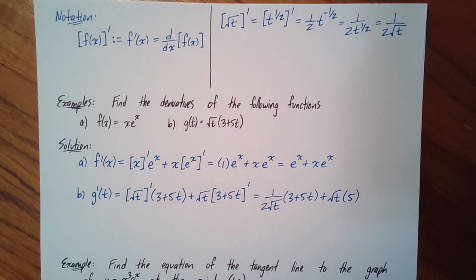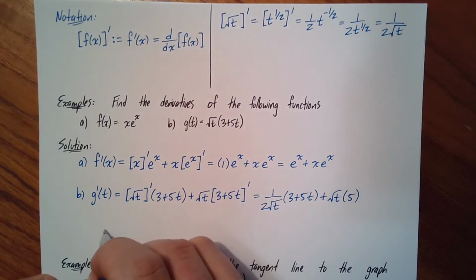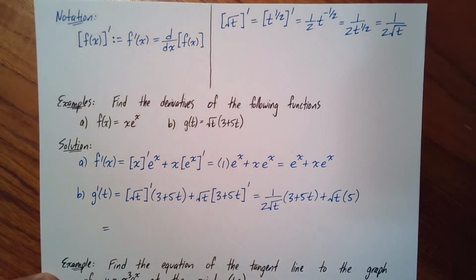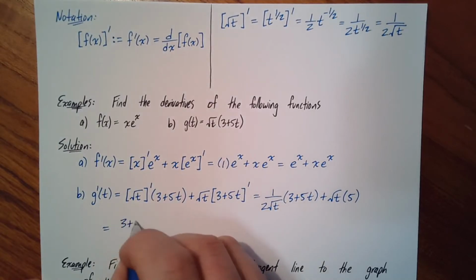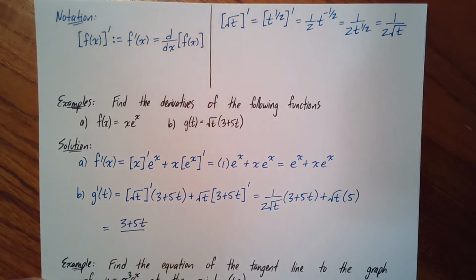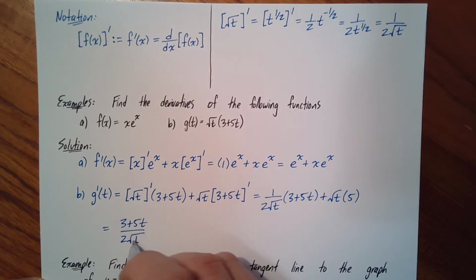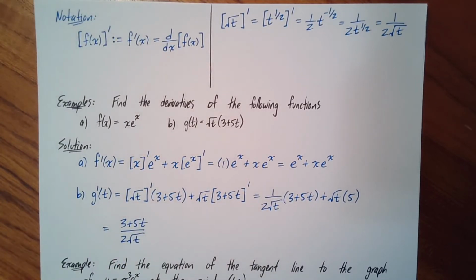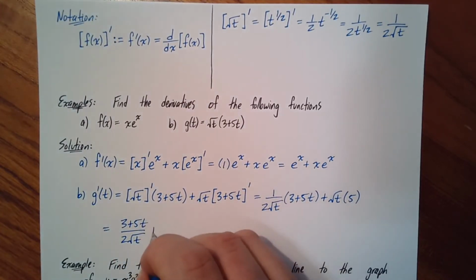Okay, well what does this give us? If we clean this up on the next line down, I'll move to the left a little bit so I can hopefully have enough room. So I'll have 3 plus 5t over 2 root t. And then what else? So plus 5 root t.